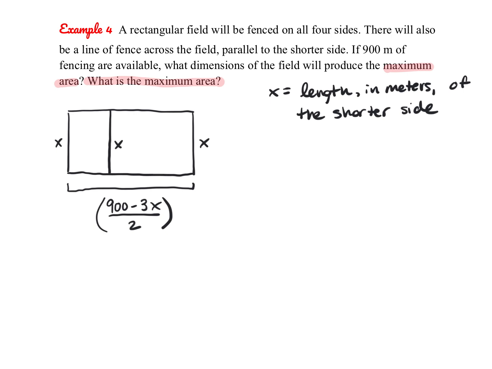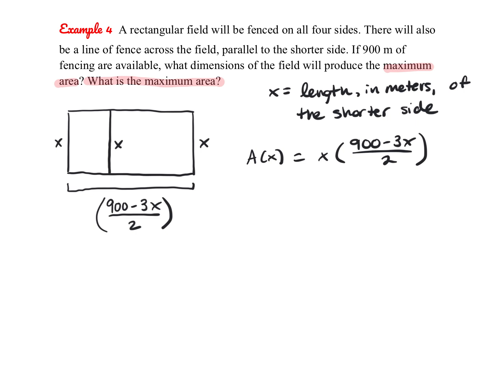And again, it's because I started with 900 meters of fencing. I subtracted away 3x because I have 3 of these shorter sides. And then that remaining fence, I have to split up over 2 longer sides. So again, that represents this dimension of the field. And then, of course, we know that the area of a rectangle is simply length times width. So it's going to be x times 900 minus 3x all over 2.